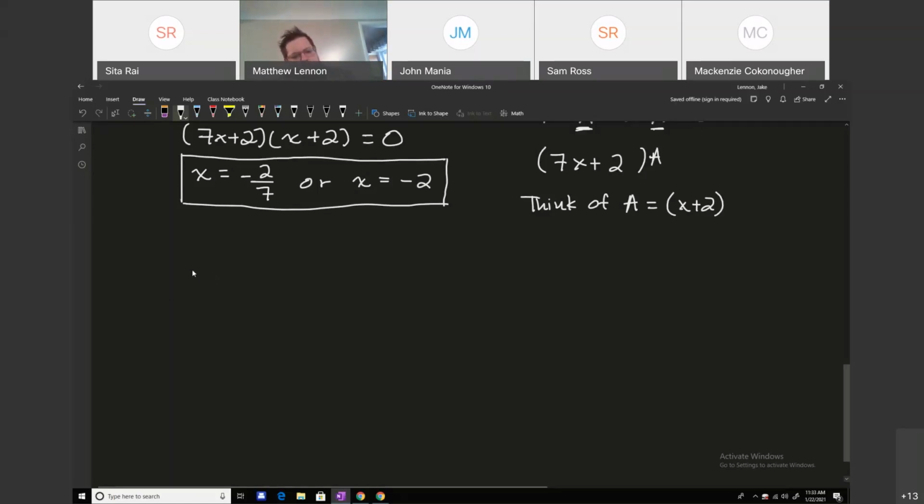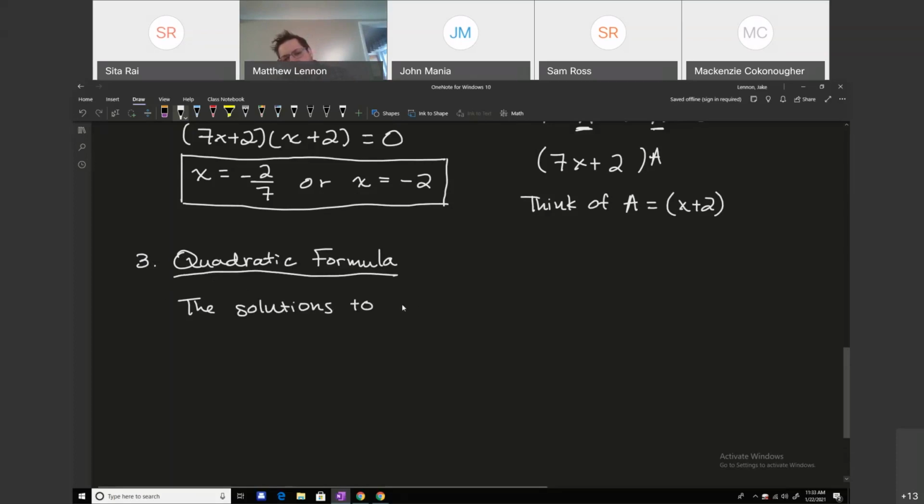Okay, so let's do the third technique. Remember, the third technique is the quadratic formula. The first we did was completing the square. The second was factoring. We're now on the quadratic formula. So what does the quadratic formula say? It says the solutions to the equation ax squared plus bx plus c equals 0 are.